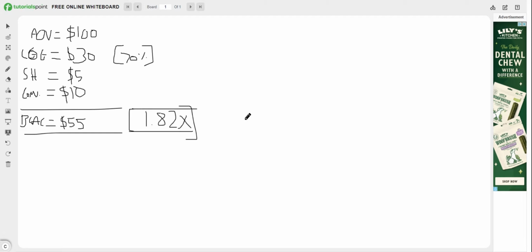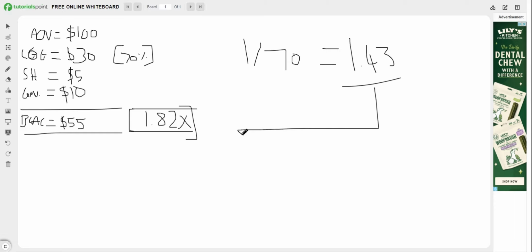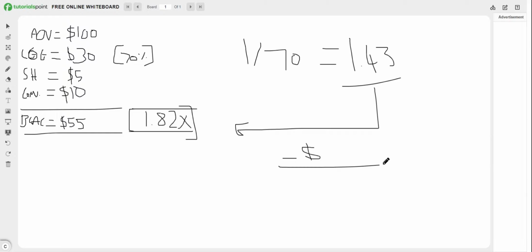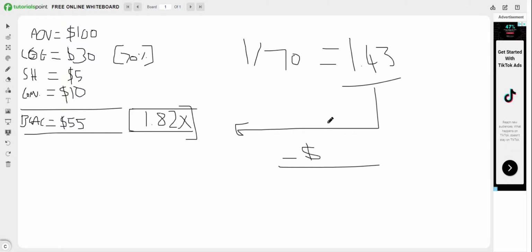Whereas a lot of agencies will do something like 1 divided by 70 and tell the client that the break even is actually 1.43. So the difference between those two numbers is basically what the client is losing in terms of money. So, okay, 1.82x to break even.